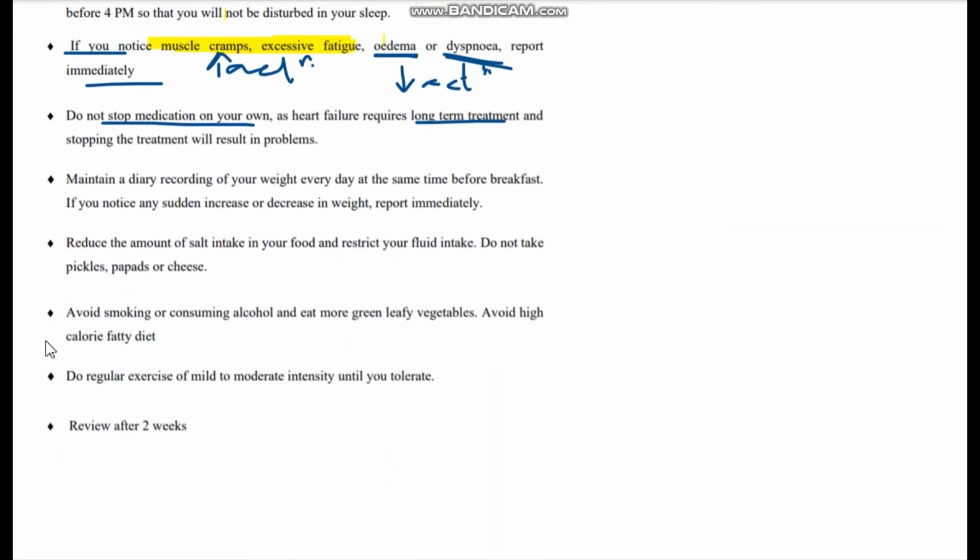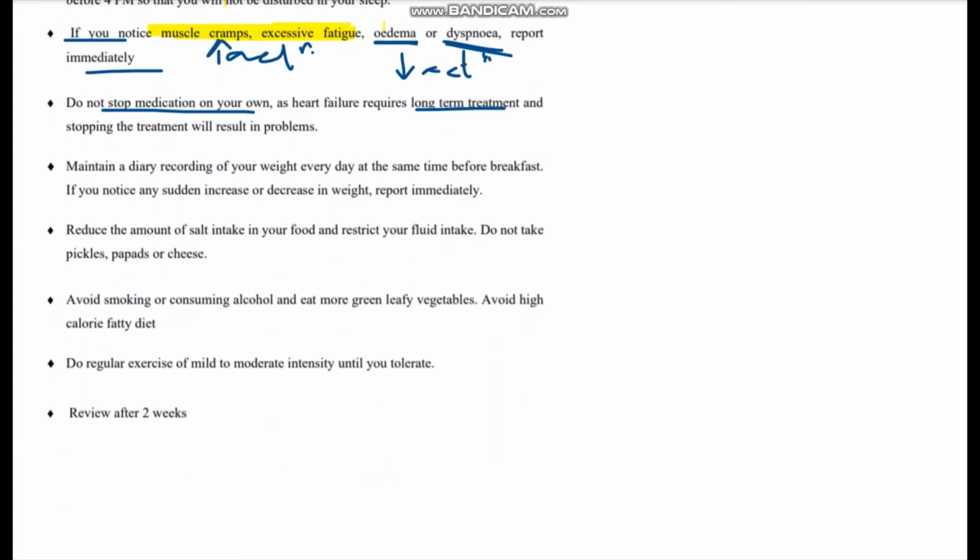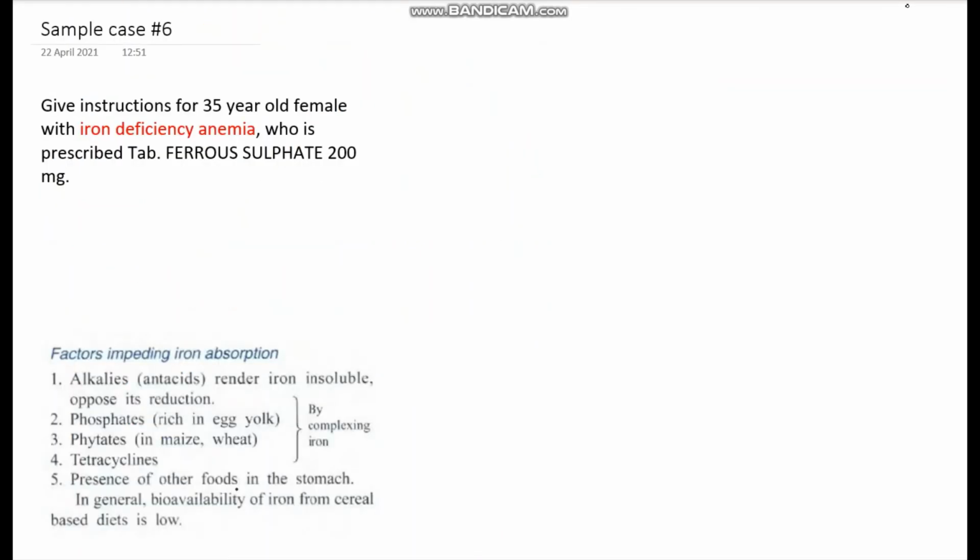And the other general instructions, just take care of your diet, reduce the amount of salt intake, avoid smoking, do exercise of mild to moderate intensity, and come back after 2 weeks or 3 weeks.